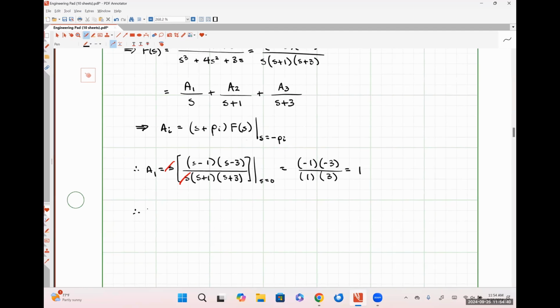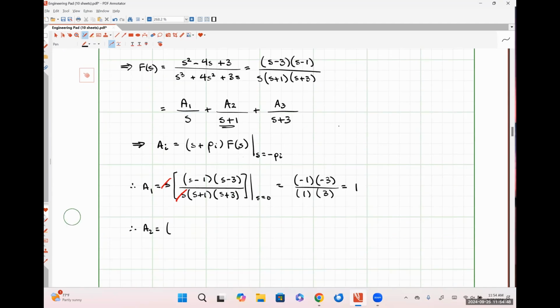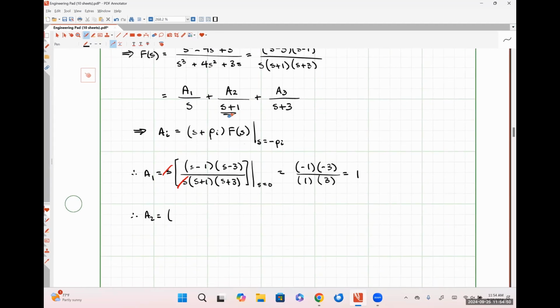To do A2, we're going to take our second term here, so s plus 1, that's what we're multiplying by on the outside. Take our original function, s minus 1, s minus 3, over s times s plus 1 times s plus 3, and we're going to evaluate this at s is equal to -1.